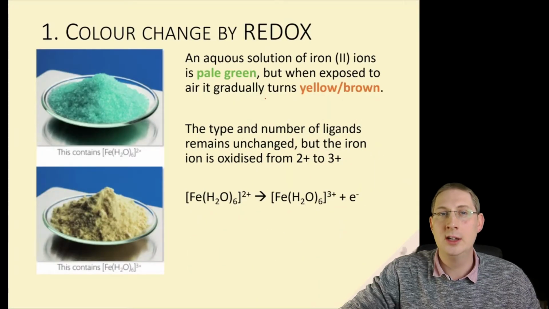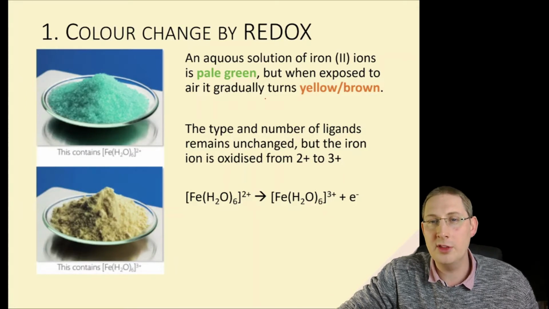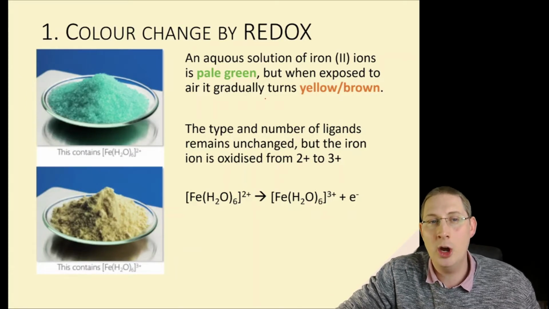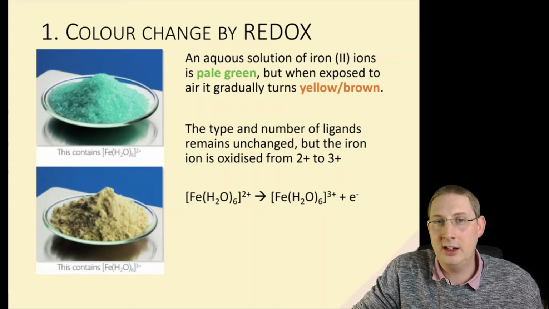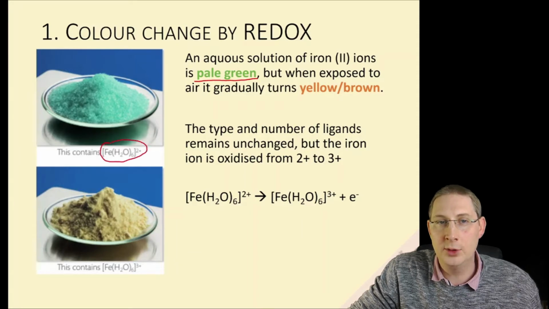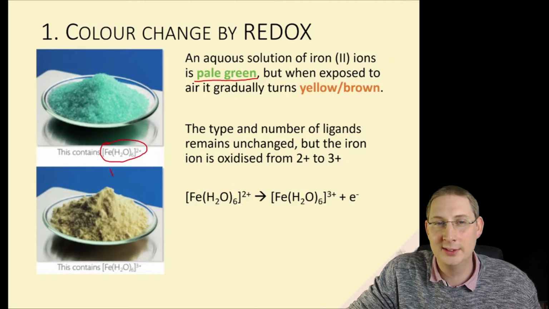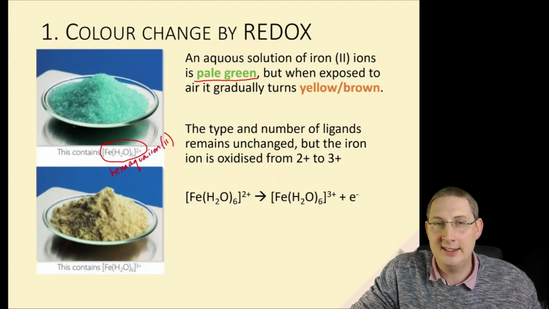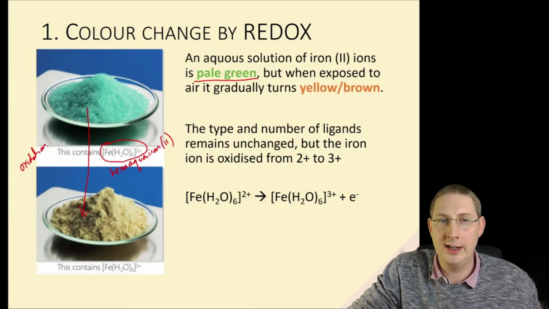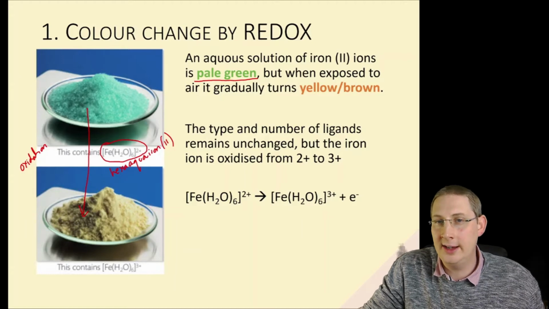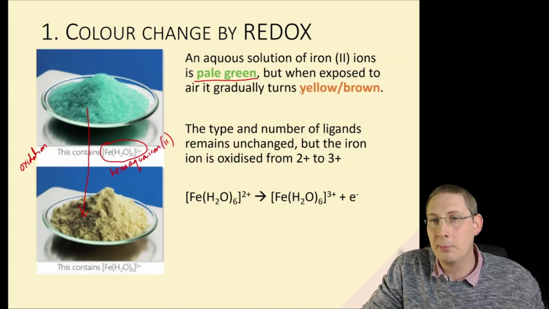Okay, so colour change by redox. The most obvious one, the one that I really hope that you remember from GCSE, is that iron 2 solutions, particularly iron 2 in water, is pale green. So this here, hexa aqua iron 2. Whereas if that oxidizes up to iron 3, which it does naturally in the air, when iron goes from the 2+ to the 3+ state, then that results in a yellowy brown colour.